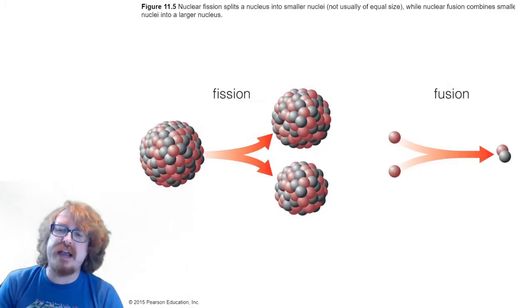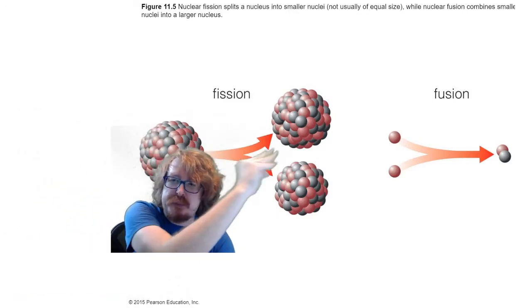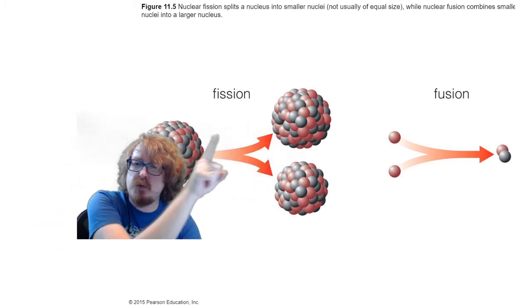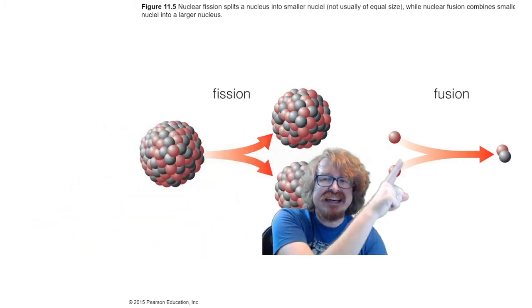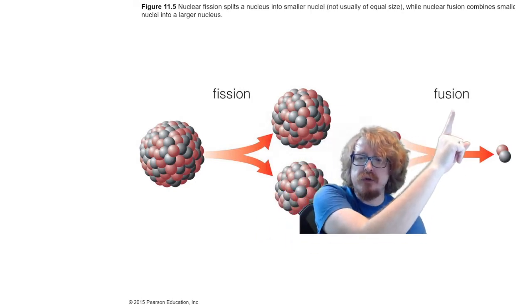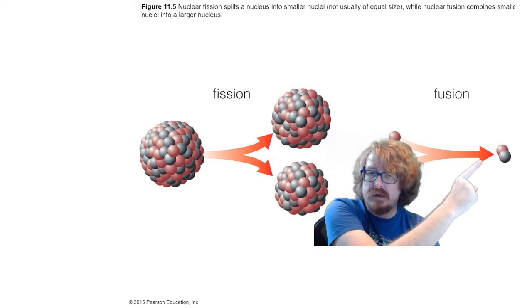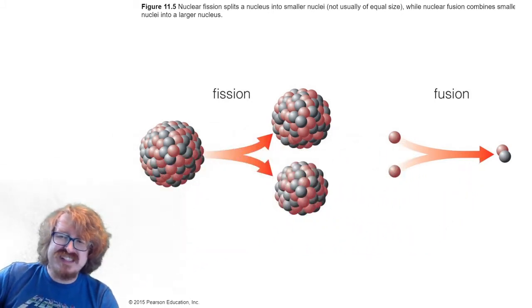Actually, I have a slide right here. So this is fission. You take this big one and split it into two. That's what we do in nuclear power plants. The sun is taking small atoms and sticking them together through fusion to make bigger atoms. Okay? So that's what the sun is doing.